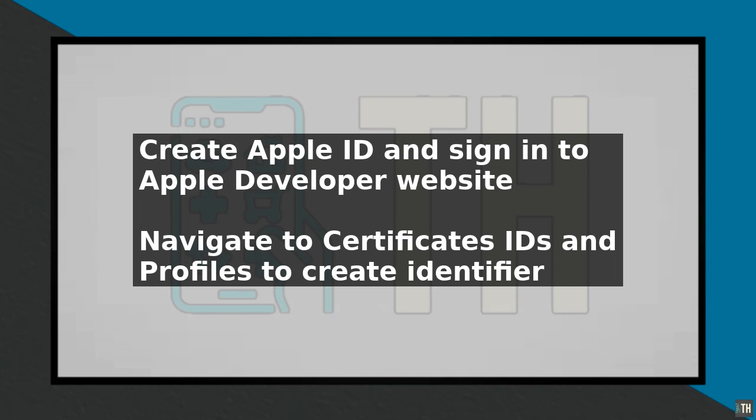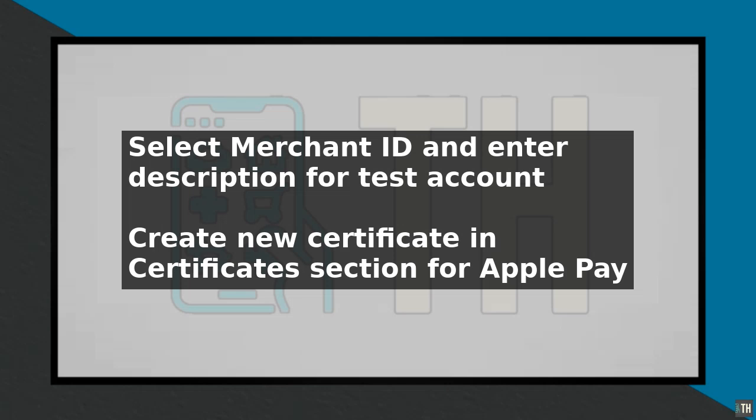Select Merchant ID and enter a description and a merchant ID. This will be used to identify your test account. After creating the merchant ID, navigate to the Certificates section and click on the plus sign to create a new certificate. Select Apple Pay certificate and follow the prompts to create a new certificate. Once the certificate is created, navigate to the Keys section and click on the plus sign to create a new key. Select Apple Pay key and follow the prompts to create a new key.